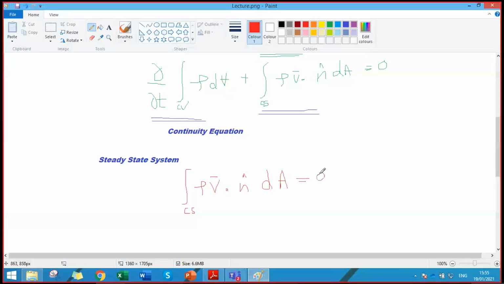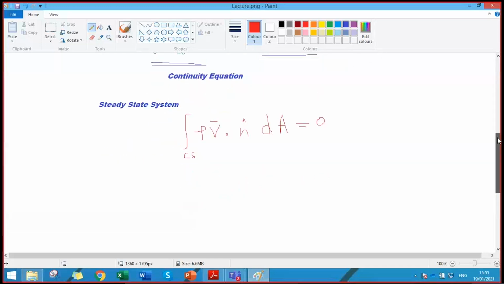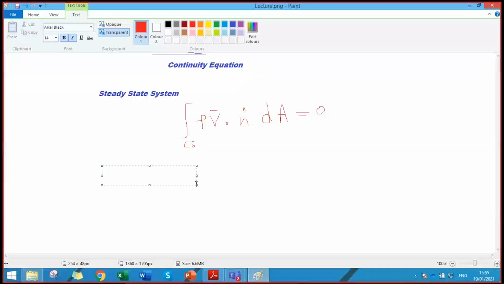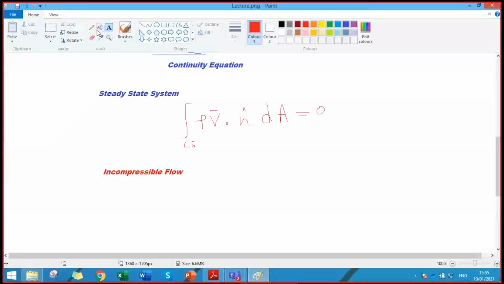And if I say my system, or the fluid for which I'm considering this continuity equation, is incompressible, then what will happen to the equation? There will be no change in density. The density will be constant, it will be taken outside, and then we can take it to the other side, so it will be eliminated from the equation, right? So integral control surface v dot n dA equals 0.